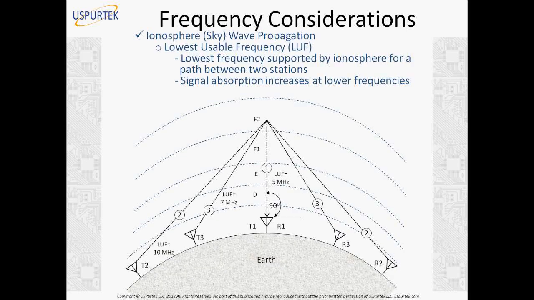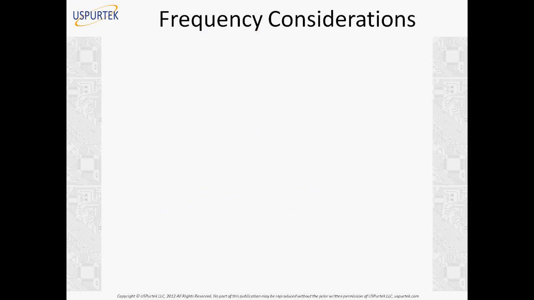Now there is also a lowest usable frequency, or LUF. This is the lowest frequency which is supported between two stations. Also, the absorption will increase at lower frequencies, because they have lower energy itself. So this illustration again shows how the LUF for the critical vertical incidence of 90 degrees is 5 megahertz. When you reduce the angle, it's 7 megahertz. Reduce it further, it's 10 megahertz. So you get higher LUF. So there are two boundaries here. One is the lowest usable frequency, and one is the maximum usable frequency.